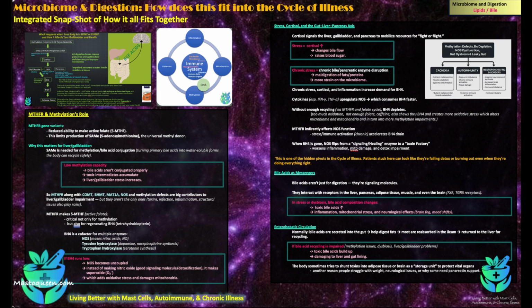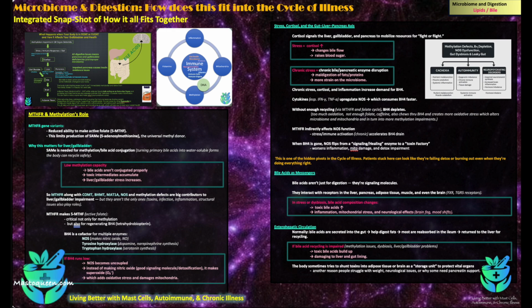BH4 is also critical. It is needed for enzymes that make nitric oxide and neurotransmitters. If BH4 runs low, nitric oxide synthase, that's your NOS gene, becomes uncoupled. Instead of making nitric oxide, it makes superoxides. And we've already talked about this in earlier videos. It's a damaging free radical and it oxidizes the body, and that is bad for the health. This drives oxidative stress and damages your mitochondria.